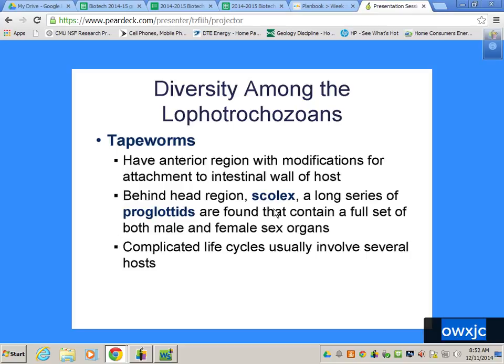So behind the head region, the scolex, is a long series of proglottids, and they contain a set of both male and female sex organs. So even grosser, within your stomach, there are these giant tapeworms that are procreating inside of your intestines. Ugh. What?